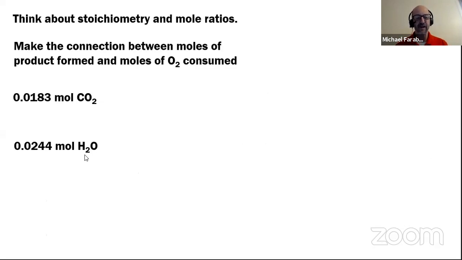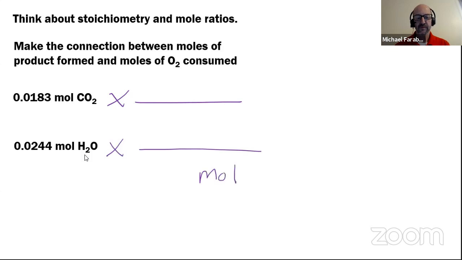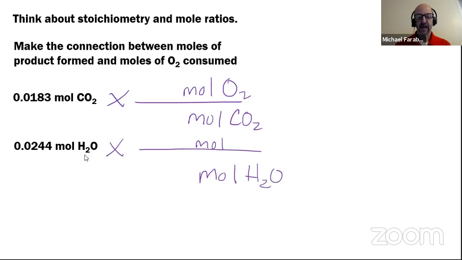So I'm going to go ahead and write a conversion factor that converts from moles to moles. So we're going to put moles of CO2 on the bottom and moles of O2 on the top. We'll put moles of H2O on the bottom and moles of O2 on the top. So where am I going to get these numbers from if they don't come from the actual coefficients?